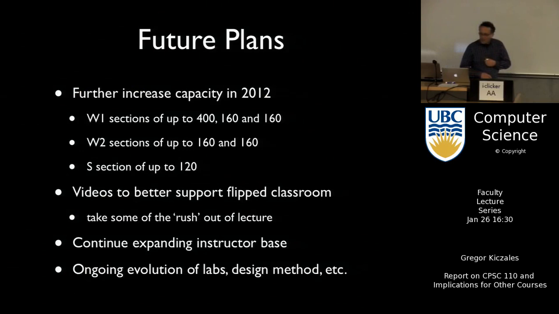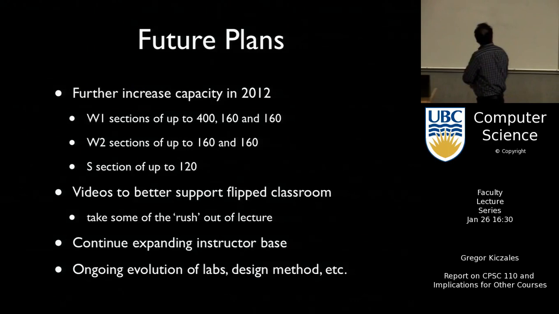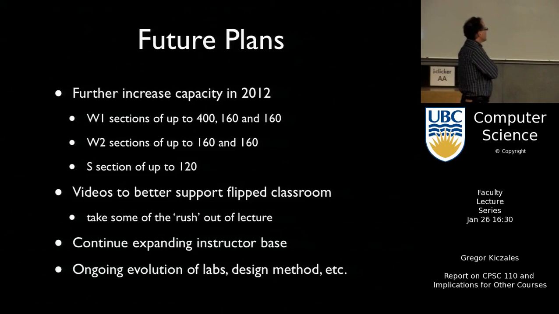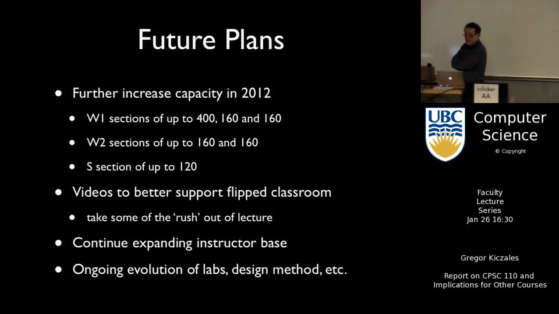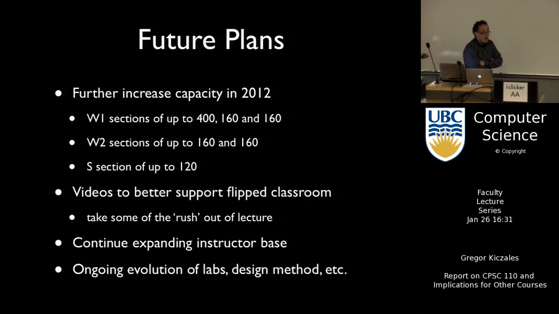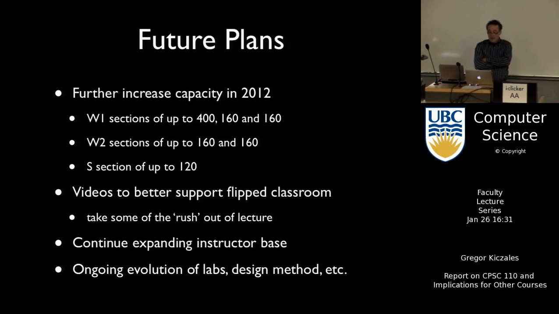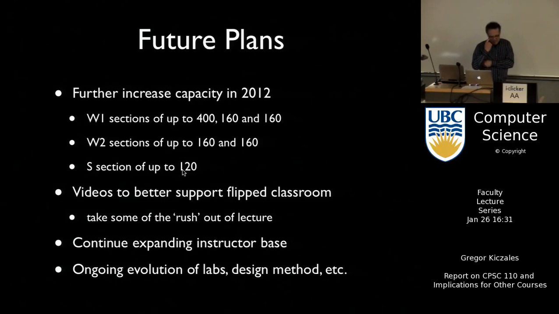This is my last actual slide. Future plans. We've got plans in place to further increase the capacity in 2012 by moving one of the fall sections into an even bigger room than we used this fall, and allowing the spring sections to fill the room they're in. This year we allowed the spring sections to fill the room they're in. We didn't fill it, although they were bigger than last year. In the fall, every seat we made available was filled. And we'll let the summer section go to about this size. So that will increase capacity by about 150 or 160 over this year.